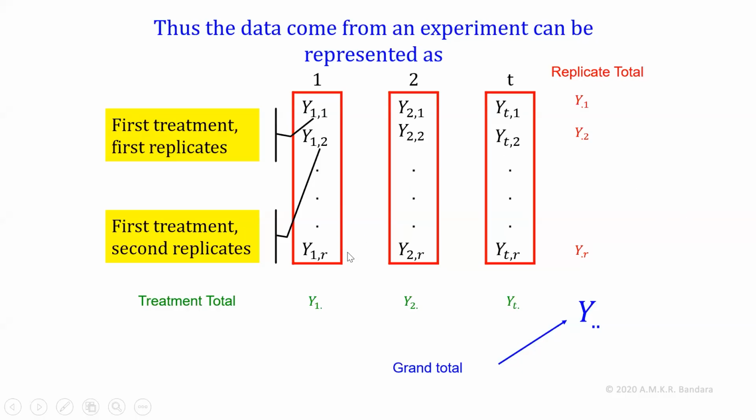Likewise, the first replicate total can be represented using Y dot 1, the second replicate total Y dot 2, and the rth replicate total as Y dot r. And the grand total as Y dot dot. This grand total comes from all the treatments and all the replicates.